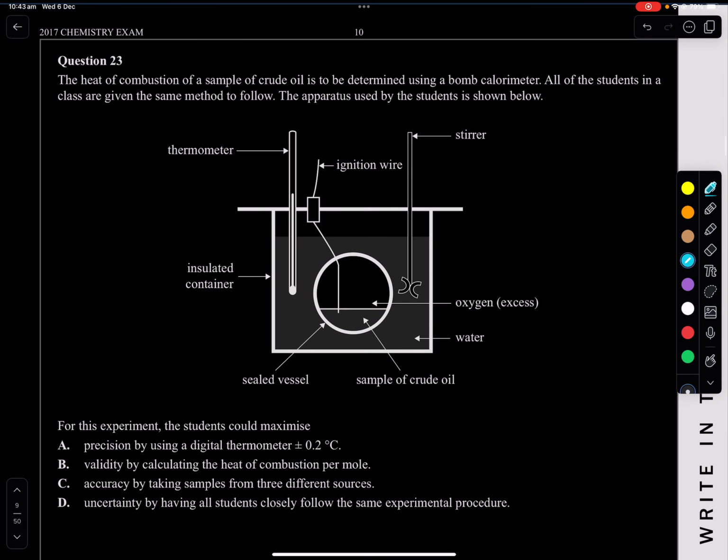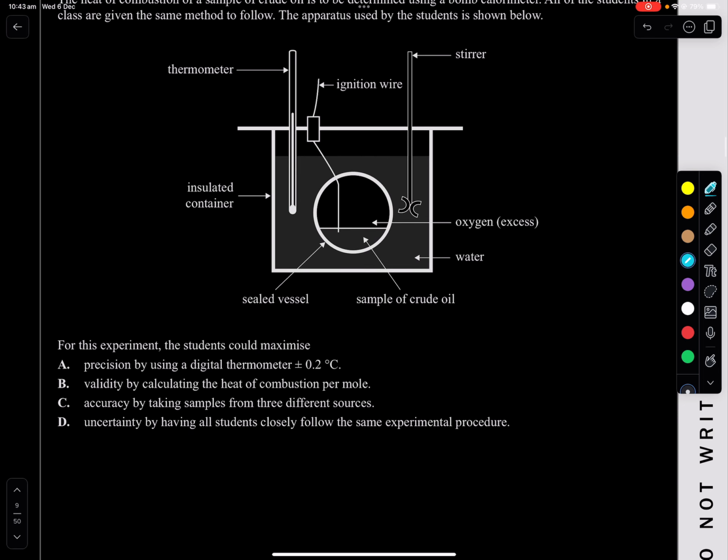Nice. Question 23. The heat of combustion of a sample of crude oil is to be determined using a bomb calorimeter. All the students in the class are given the same method to follow. The apparatus used by the students is shown below. Okay. For these experiments, the students could maximize. So the first one is precision by using a digital thermometer of this. Okay, remember, precision is how precise are those values? So how close are those values? What is the range of those values? How close is it? So if you want to maximize, so make the precision very high, they're using a digital thermometer. Okay, so precision comes from random error.